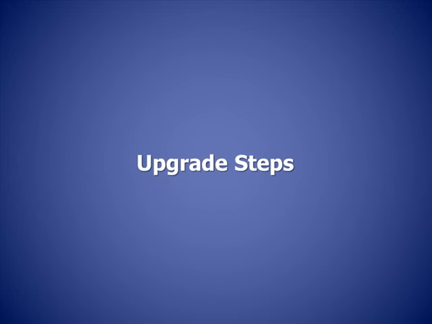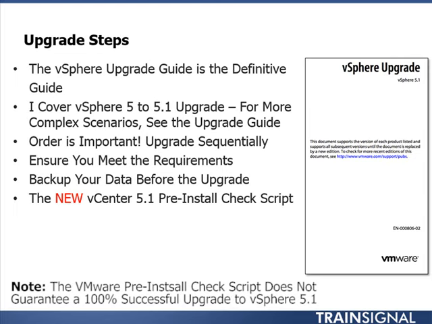We'll start this lesson off by talking about some of the general steps that you would perform to upgrade your VMware vSphere virtual infrastructure to the latest edition at the time that I'm creating this lesson, which is vSphere and vCenter 5.1. Now, when it comes to upgrading a production complex virtual infrastructure, the VMware vSphere Upgrade Guide is going to be your definitive guide for upgrading that type of infrastructure.